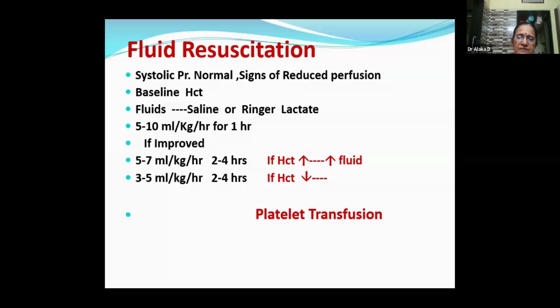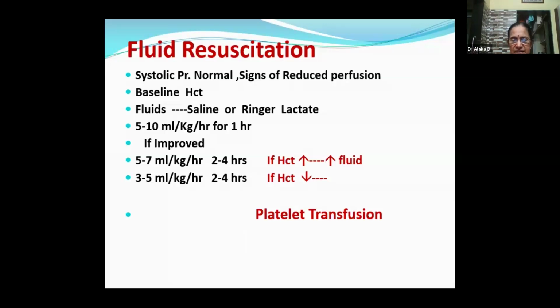If after your first saline the hematocrit is decreasing, then you can slowly reduce the dose of your saline. As I said, first 5 to 10, then 5 to 7 ml per kg given over 2 to 4 hours, so now we are giving it slowly, and then 3 to 5 ml per kg over the next 2 to 4 hours. Okay. In addition to this fluid resuscitation, we also give fresh blood transfusion, but the more important one, and now it is available, is platelet transfusion.